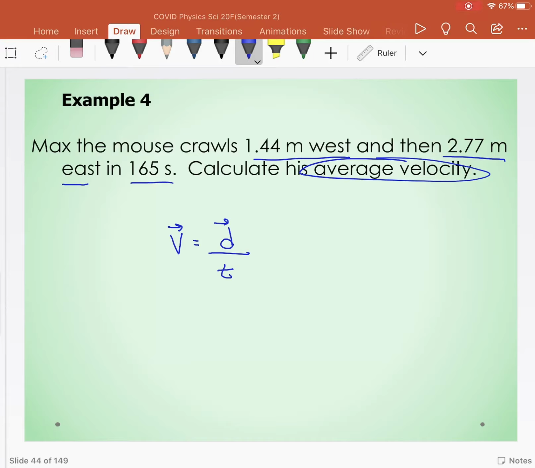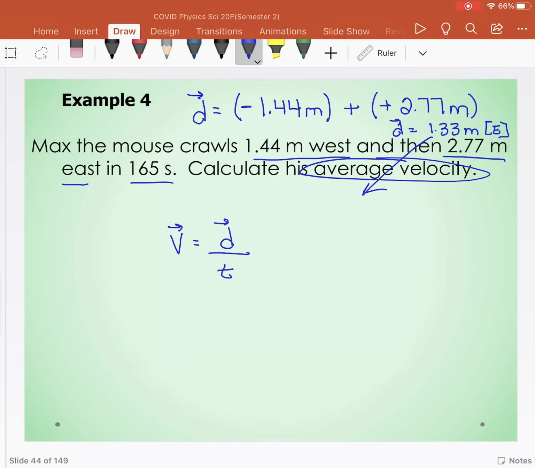Again, another step here. We have to first calculate displacement. I'm going to do that up here. I could either use method 1, which is using a number line, or vector addition, which is what I'm going to choose to do here. Remember, east is positive and west is negative. So first, Max the mouse is crawling west. So I'm going to use negative 1.44 meters plus positive 2.77 meters. So my displacement here is 1.33 meters, and because it's positive, it's east.